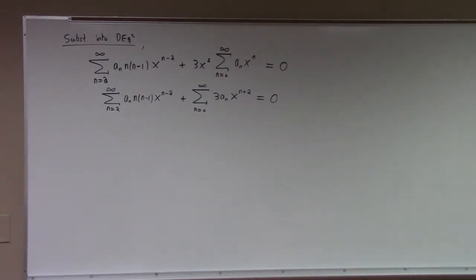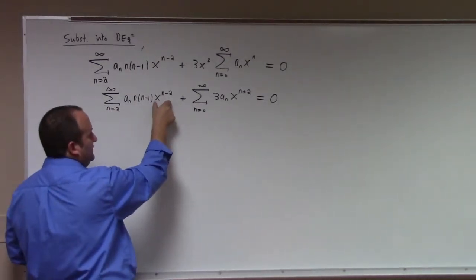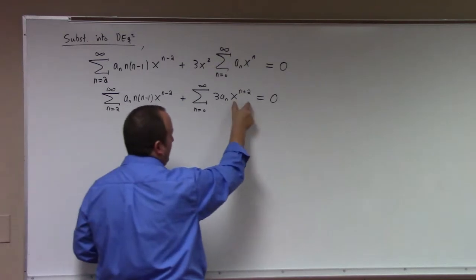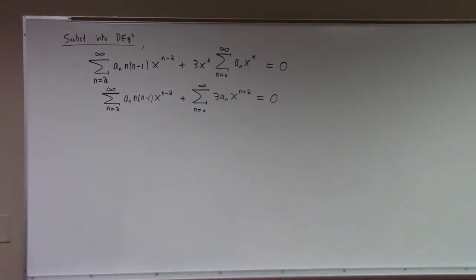So in order to add series, you have to have them have matching indices. The powers structure has to match up, and we don't have that right now. We've got an n minus 2 format here, x to the n minus 2. Over here we have the format x to the n plus 2. We want to make them look the same, right?